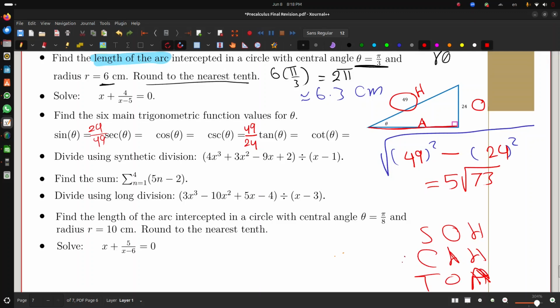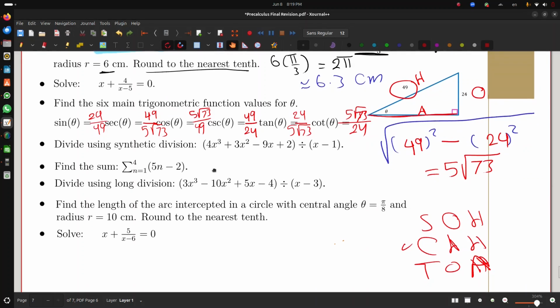Okay, next let's get cosine. Cosine is adjacent over hypotenuse, which is 5 root 73 over 49. If you got cosine, you can get secant, which is the reciprocal of cosine. It will be 49 over 5 root 73. And the last thing, you can get tan, which is opposite over adjacent, which is 24 over 5 root 73. And to get cotan, it's the reciprocal of tan, so it will be 5 root 73 over 24. And we're done. Okay, next question.